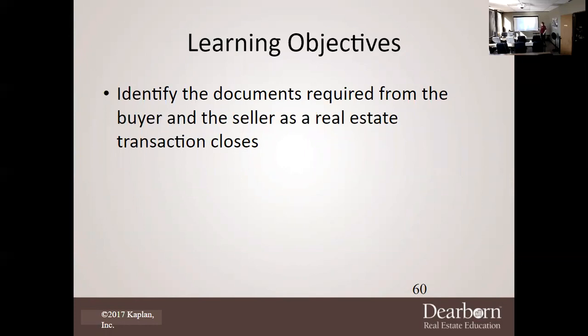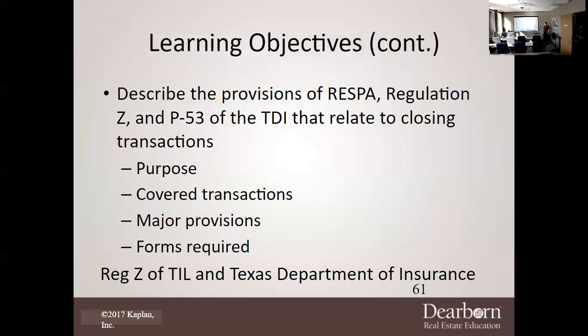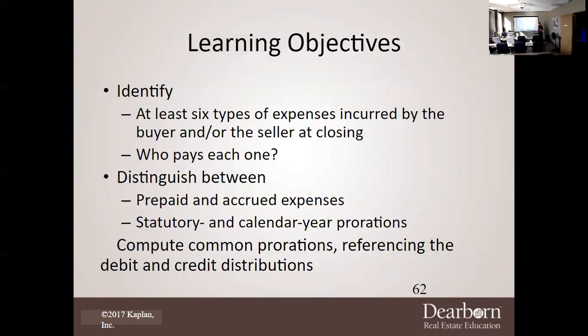Okay. Learning objectives. We're going to identify the documents required from the buyer and the seller as a real estate transaction closes. We're also going to describe the provisions of RESPA, Regulation Z, and P53 of the TDI that relate to closing transactions. So we're going to talk about the purpose, the covered transactions, the major provisions, forms required. We're also going to talk about Regulation Z of the Truth in Lending and the Texas Department of Insurance.